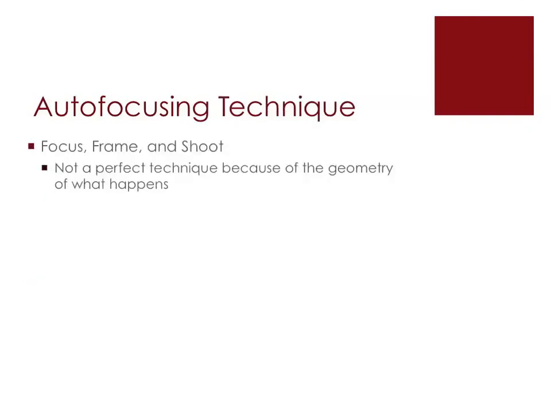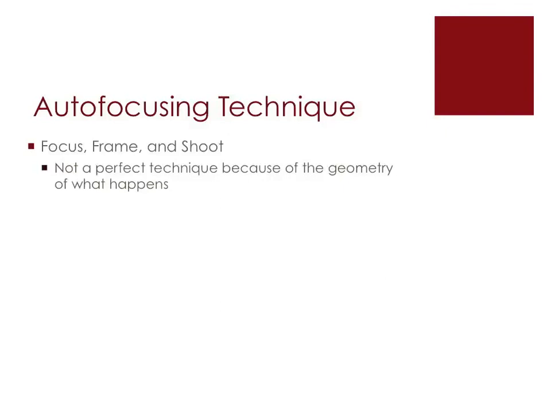So now, autofocusing technique. The most common one is called, well, it's not called this, but it's focus, frame, and then shoot. So you're looking through your camera, you focus on what you want to focus on, and then you frame your picture afterward. Often we want to use our center focus point, like I said, because that's the most accurate one, but you sometimes don't want whatever you focused on to be in the center. Maybe you want it to be on the side.